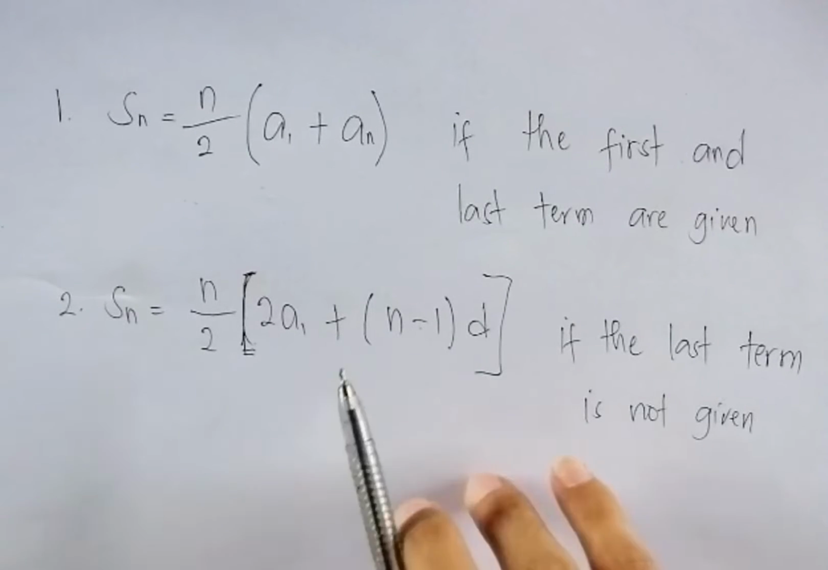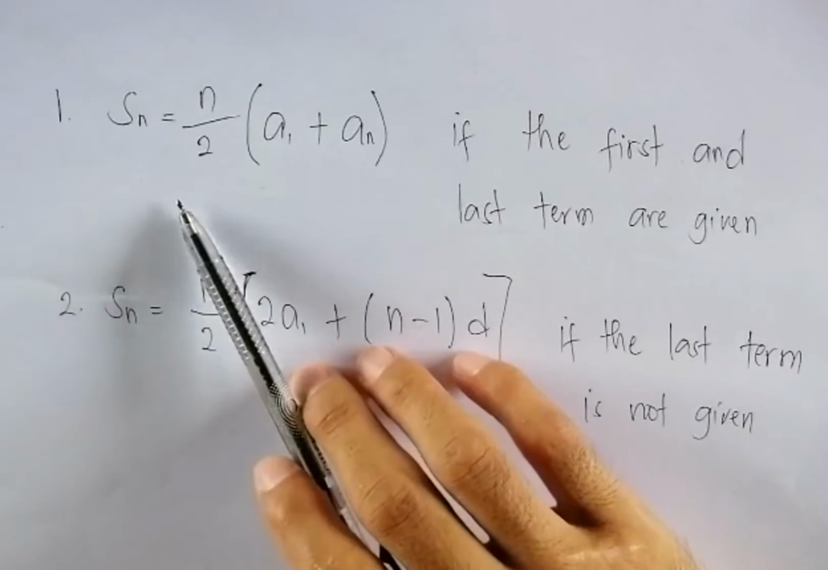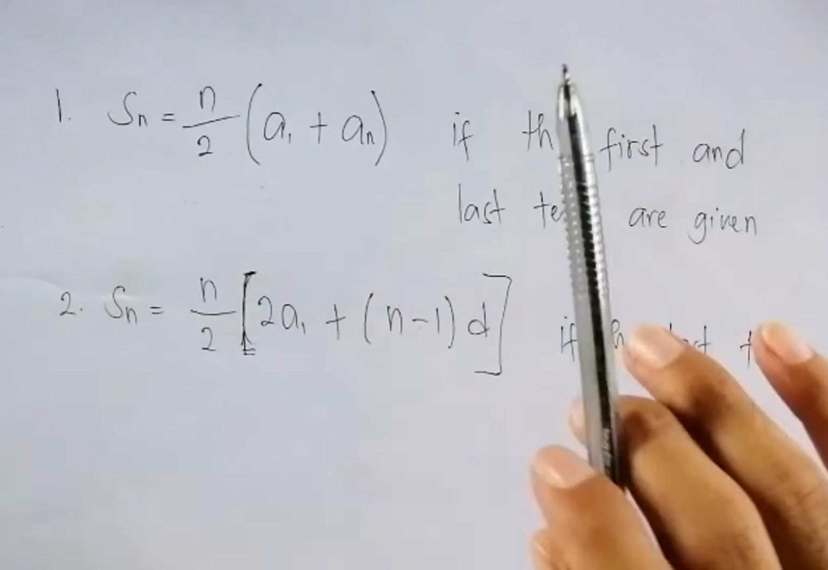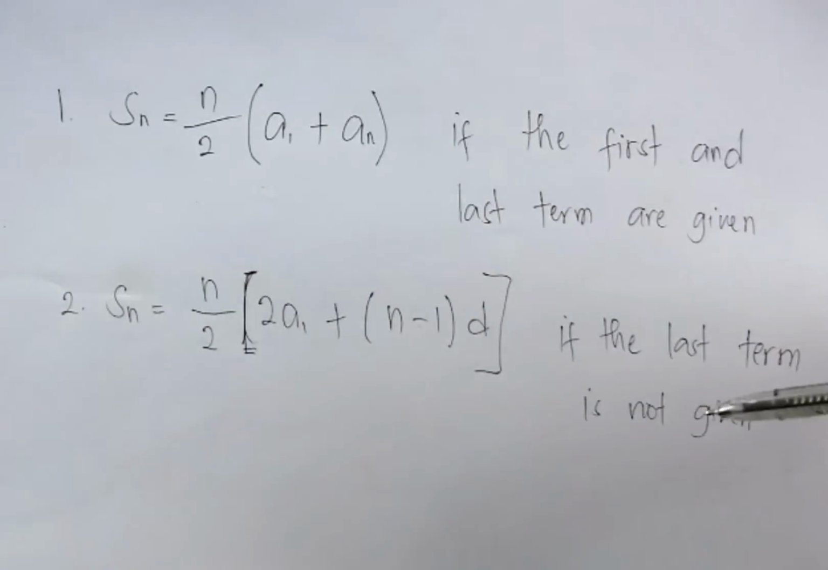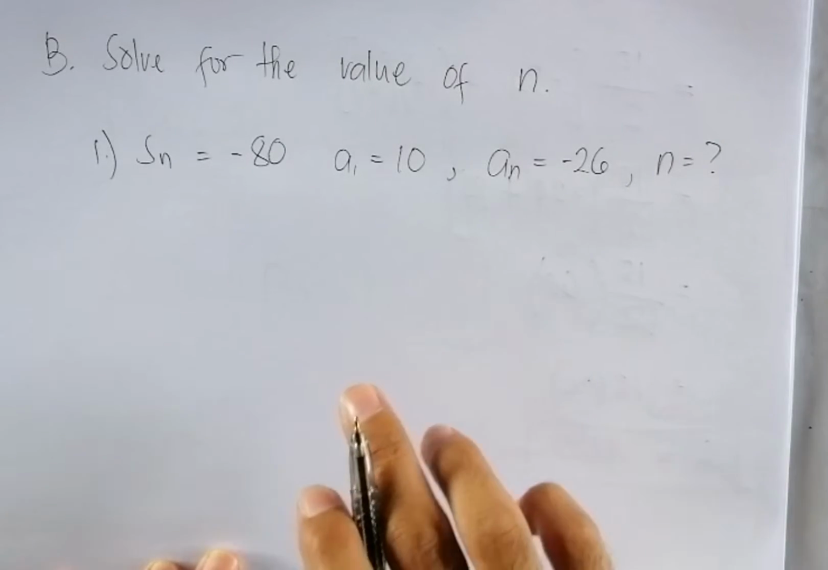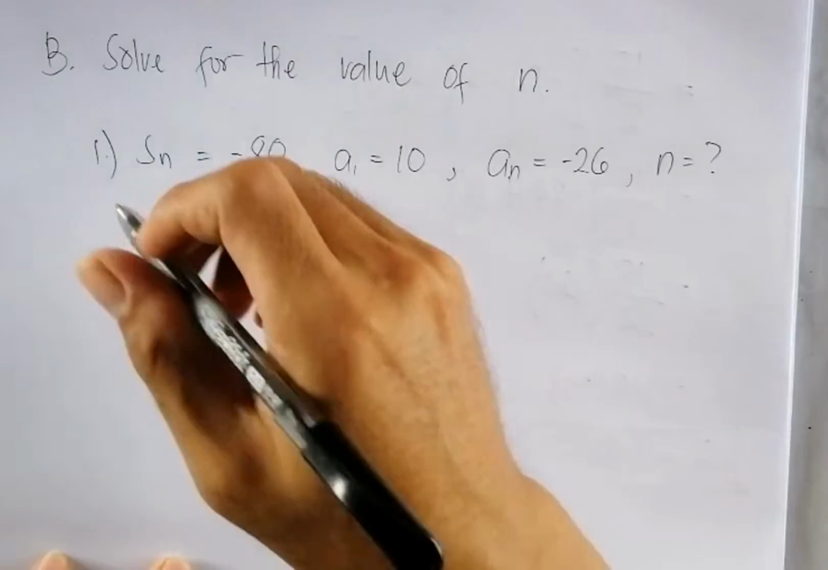If the first and last term are given, then we can use formula number 1. And if the last term is not given, we can use formula number 2. For problem number 1, the first and last term are given, so we can use formula number 1.